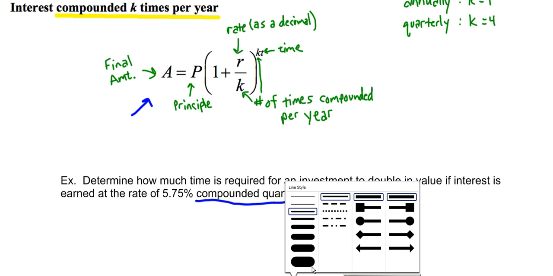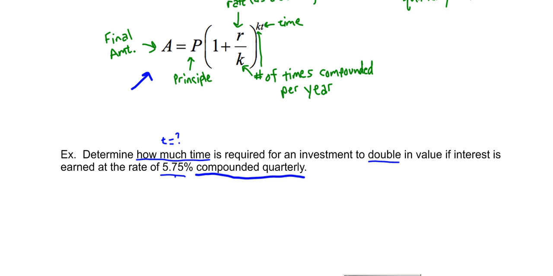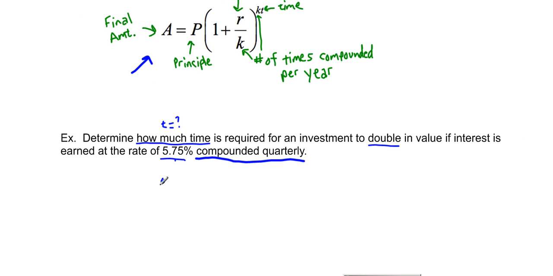Okay, they tell us that our interest rate is 5.75%. That's important. They also ask us to find how much time. So we're going to be looking to solve for t. How much time is required for that investment to double? So let's set up our equation. Okay, so let's start off with our same equation we have up here. A equals capital P times 1 plus r over k to the kt power.